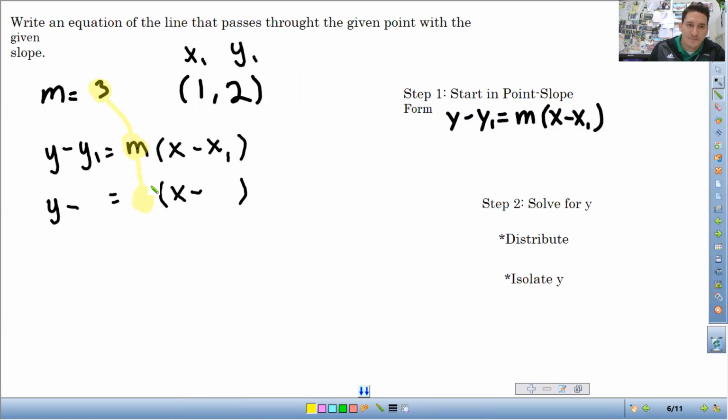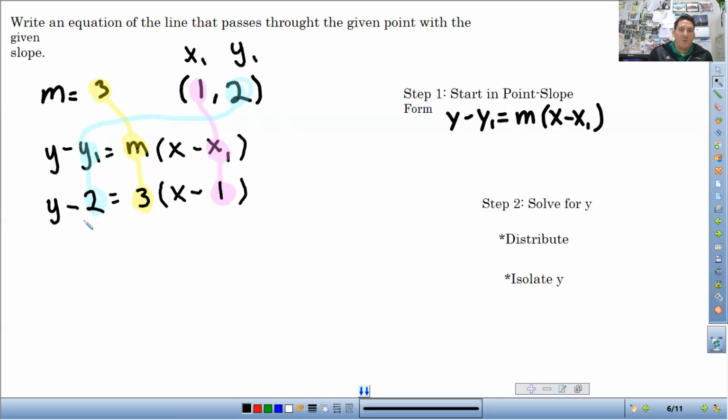So just make sure you're careful with where you're putting that x1 and y1. Most common mistake I see is kids switching up those spots. So make sure you're doing the x minus the x coordinate and the y minus the y coordinate. So x1 is 1, and then y1 is 2. So in point slope form, the equation is y minus 2 is equal to 3 times x minus 1.